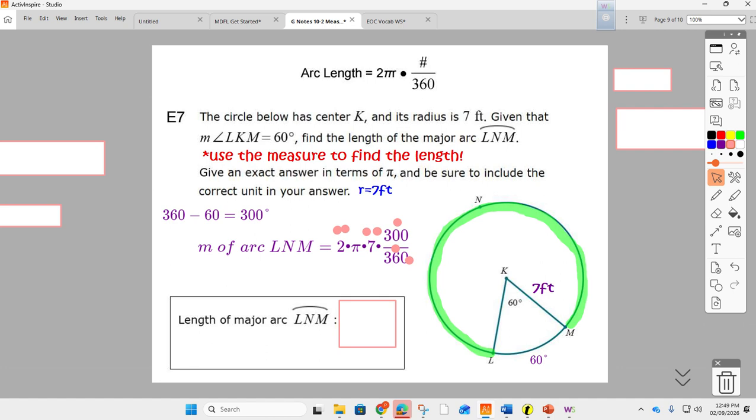11 2/3 pi feet, or 35/3. So I need to remind you guys how to use that button, because if we're given an exact answer, we need to give it as a fraction. So we're going to do 2 times 7 times 300 divided by 360 equals. You should get 11.66666 and then rounding with the 7 to end. That's rounding. We don't want that.